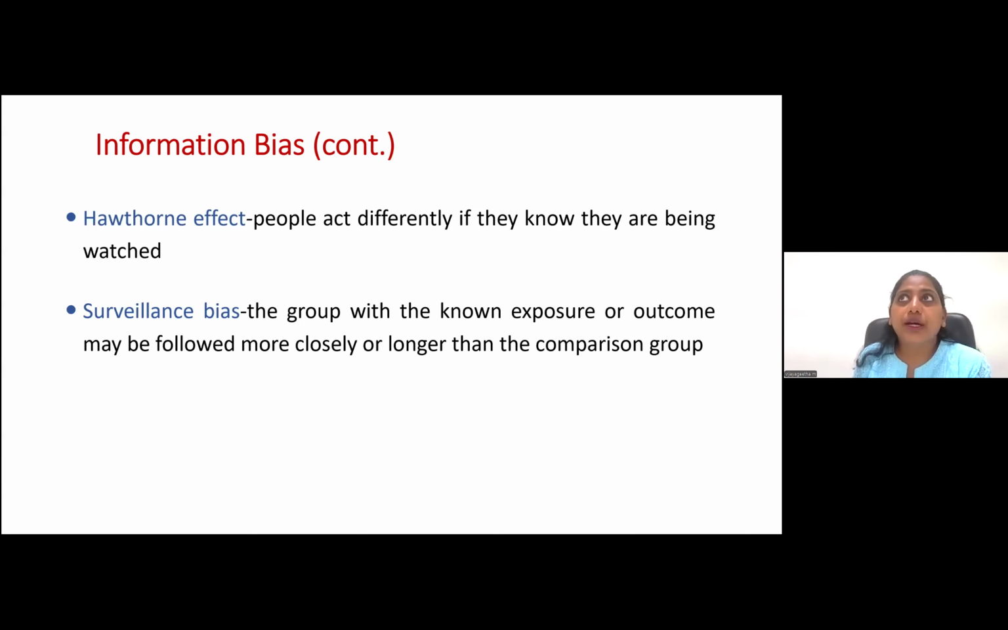What happens here is, by virtue of being a part of the study, the individuals may change their behaviors or dietary consumption. Probably they may have less trans fat or less saturated fat, adopt more plant-based diets or some other healthy form of diet, which in turn may adversely affect the findings of your study. The next one is called surveillance bias. The group with the known exposure or outcome may be followed more closely or longer than the comparison group. We will talk about surveillance bias in the coming slides as well.